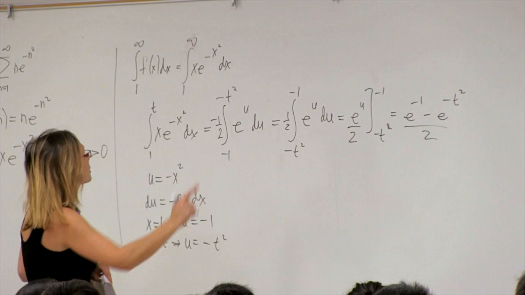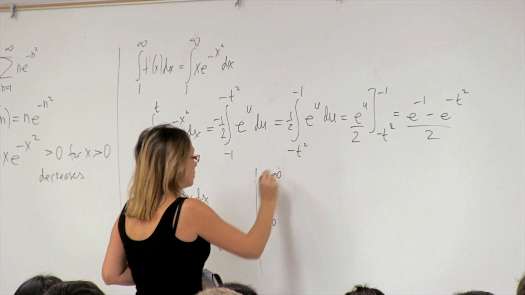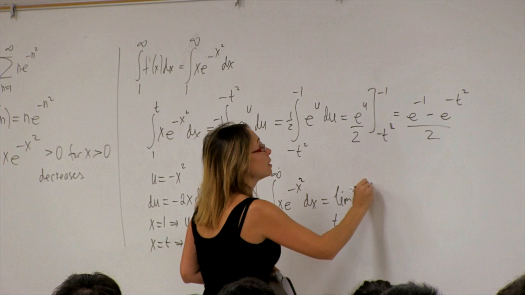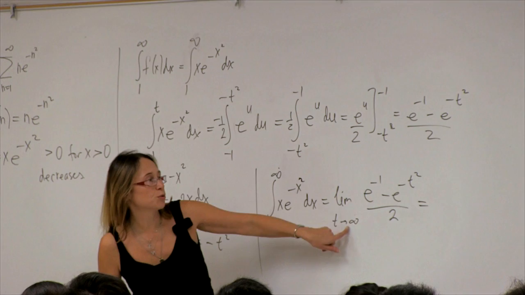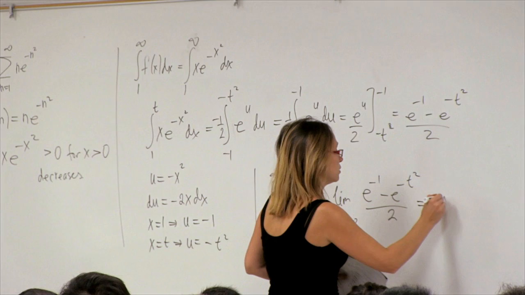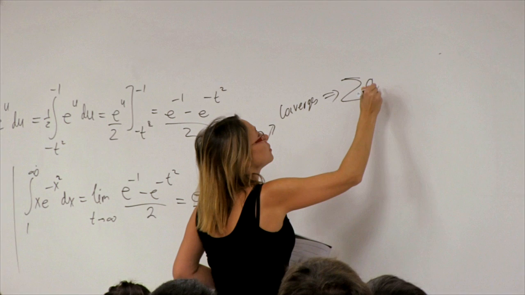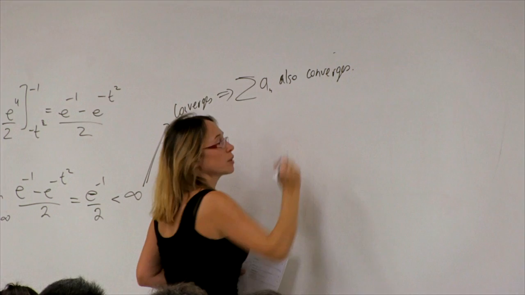Now the integral from 1 to infinity of x e^(-x^2) dx is the limit as t goes to infinity. So what's the limit? As t goes to infinity, this is a negative exponent, so it goes to 0. I get e^(-1)/2. So it converges, right? Therefore, a_n also converges. This is a method that works here.